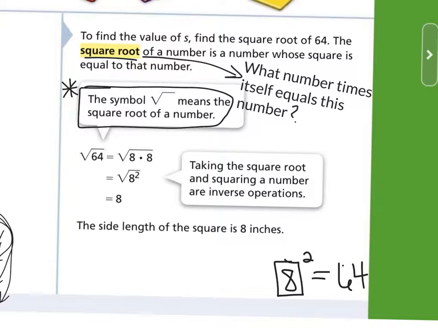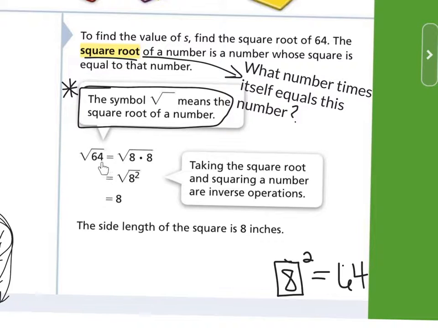Just phrasing this a little bit differently than the book, when we find the square root, we're asking what number times itself equals this number. And there's a symbol there that looks kind of like a check mark. That symbol means the square root of a number. So in the example here, if we have the square root of 64, we're thinking what number times itself equals 64? And the answer would be 8.